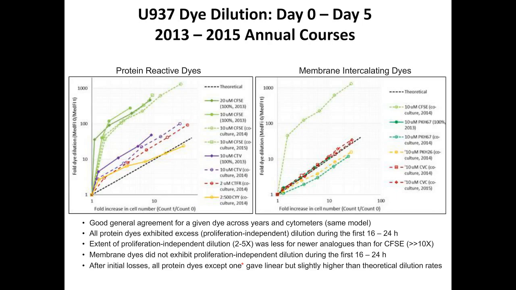We're looking at the fold increase in count on the x-axis and the fold decrease in fluorescence intensity on the y-axis. For the protein dyes, one thing that is very obvious with the green lines and symbols is that there's a big difference between CFSE and the other ones. That's held up for a long period of time, so there's a much bigger decrease in fluorescence intensity than you would predict with the CFSE dyes.